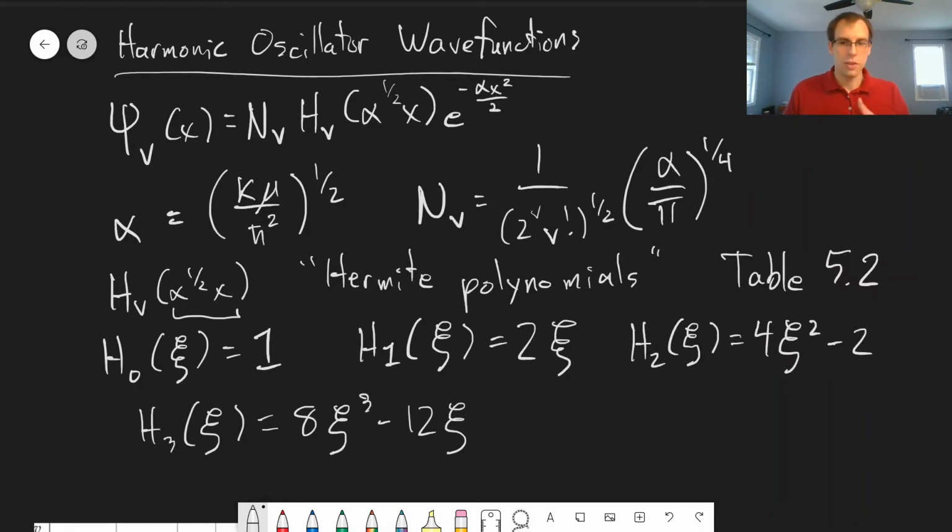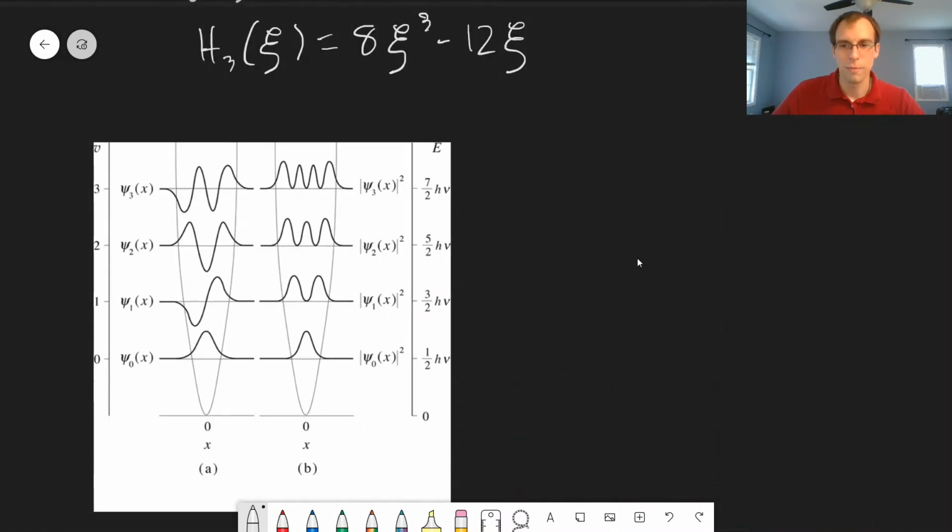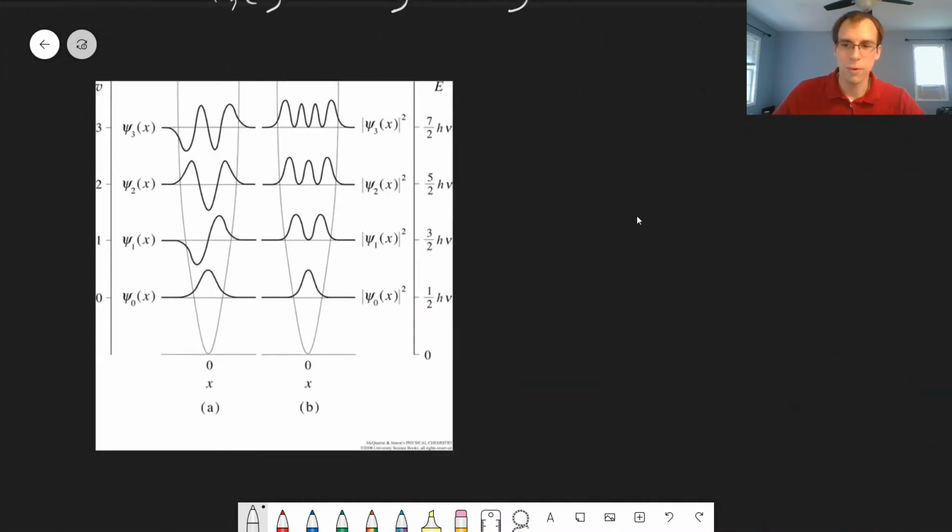Now, we also have this exponential at the end of it. That's there for every single function that we have. It's not necessarily intuitive what these look like, and so I like to visualize them. I've got a figure from your textbook. This is a plot of what these wave functions actually look like, going from v equals 0, v equals 1, v equals 2, v equals 3.